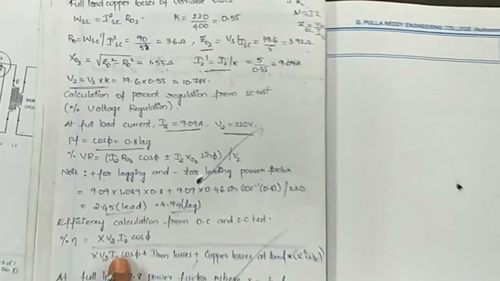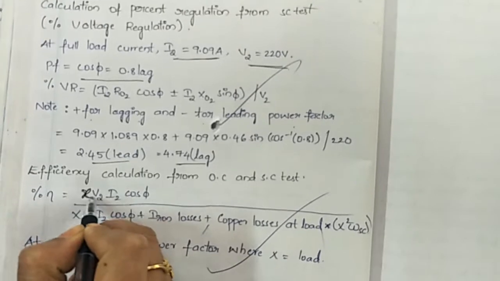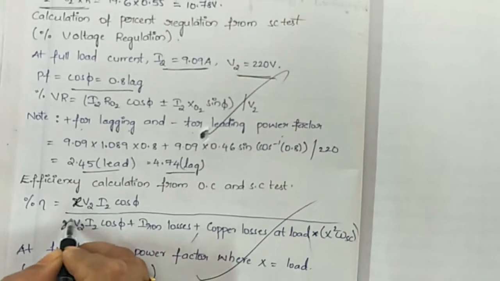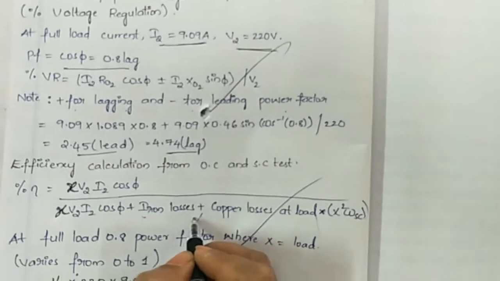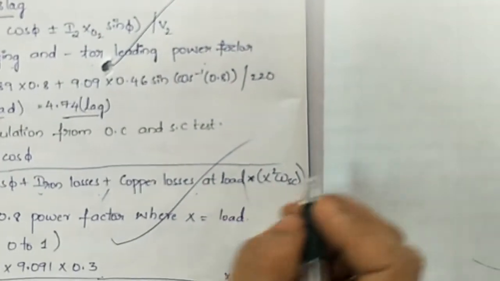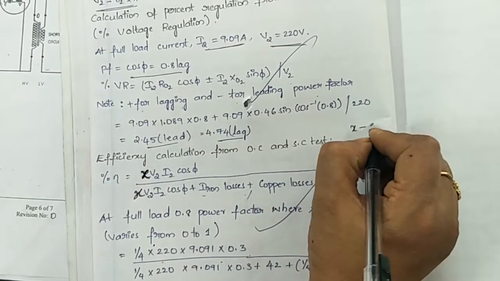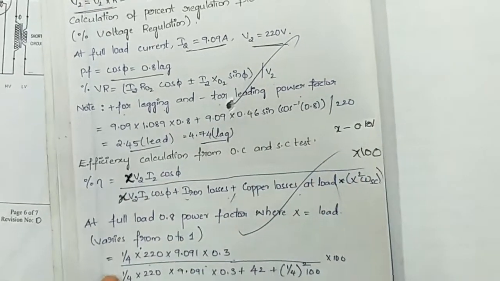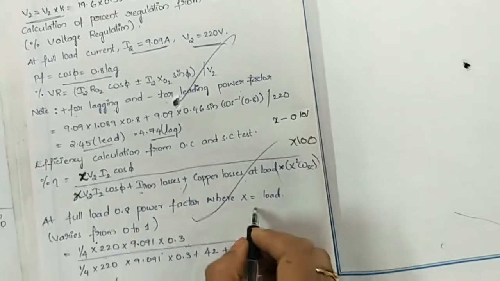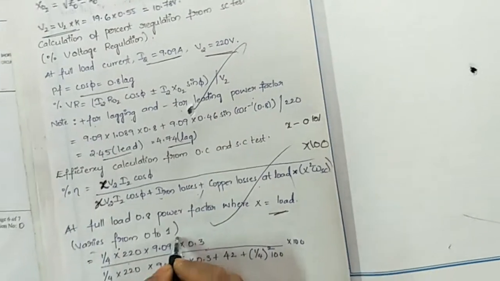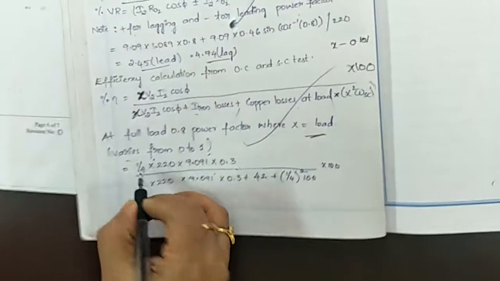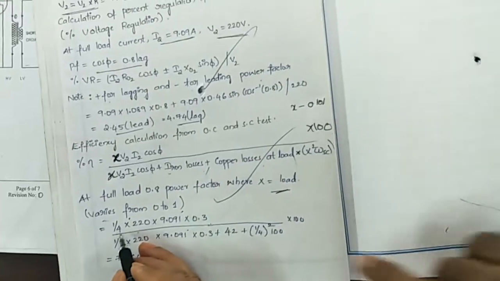Then if you go for the efficiency, we know that it is nothing but X into V2 I2 cos psi by X into V2 I2 cos psi plus iron losses plus copper loss, that is X square into WSC, into 100, which will give you the efficiency. So X indicates the fractional load. We are considering X values from 0 to 1. So consider 1/4 load, half of the load, like that.